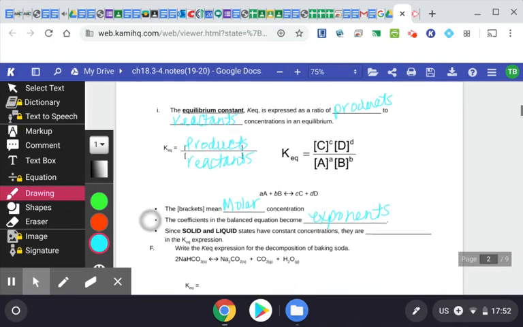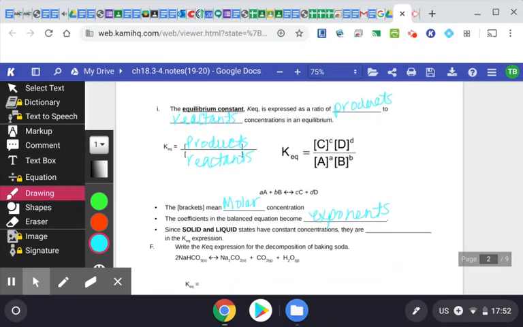And since solids and liquids have constant concentrations: if you have a solid, molar concentration is how many moles you have per liters of solution. Well, if you have a solid, it's never even in liters of solution, so it doesn't really have a concentration. So we say that it has a constant concentration. Liquid is the same thing. If you have a liquid, that means that it is not dissolved in water. It's just that pure liquid, and it has a constant concentration.